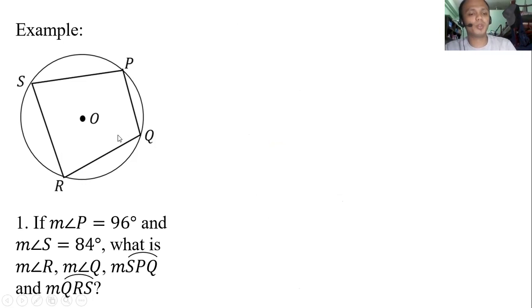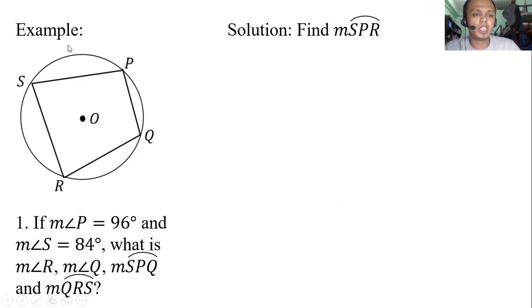Okay. Next, punta naman tayo sa mga arcs, no? For measure of arc SPR. Ito si SPR. Okay? So, yung inscribed angle niya is angle R. Now, ito yun, R, no? Ito yung inscribed angle niya.